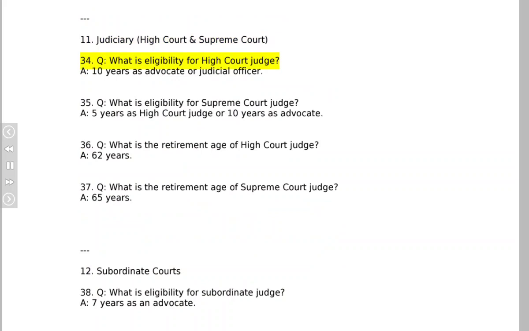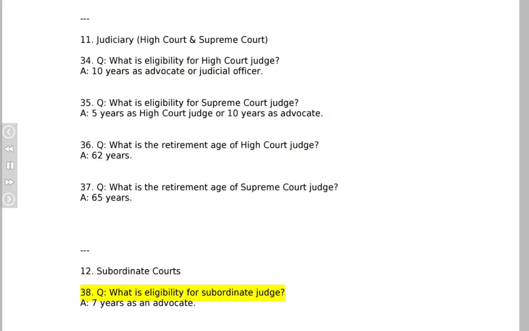34. Q. What is eligibility for High Court Judge? A. 10 years as Advocate or Judicial Officer. 35. Q. What is eligibility for Supreme Court Judge? A. 5 years as High Court Judge or 10 years as Advocate. 36. Q. What is the retirement age of High Court Judge? A. 62 years. 37. Q. What is the retirement age of Supreme Court Judge? A. 65 years.